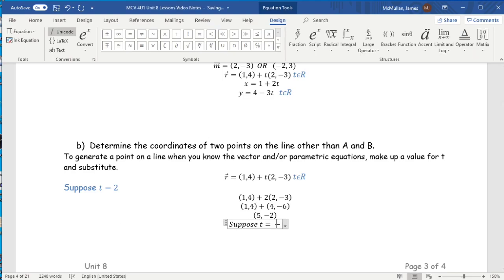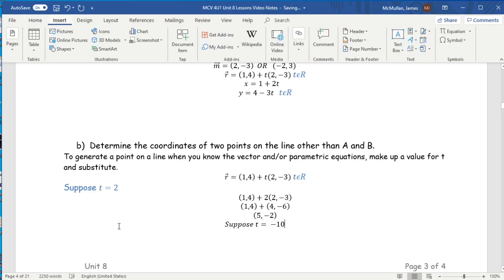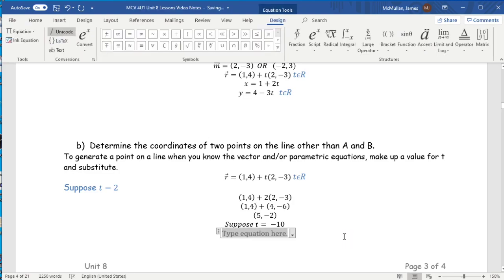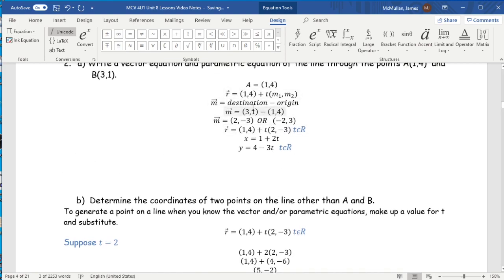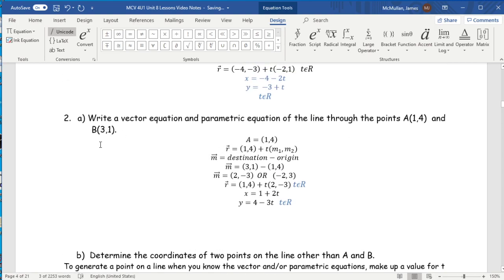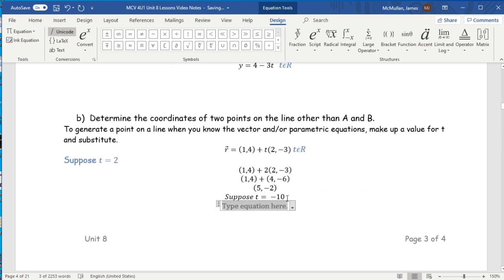Suppose t equals negative 10. You can do whatever you want. You can make it negative 1 if you want. You can't make it regular 1. If you make it regular 1, you're just going to run into the other point, right? You're going to go from 1, 4 to 3, 1, and that's not a new point. So don't choose 1, but choose any other number.